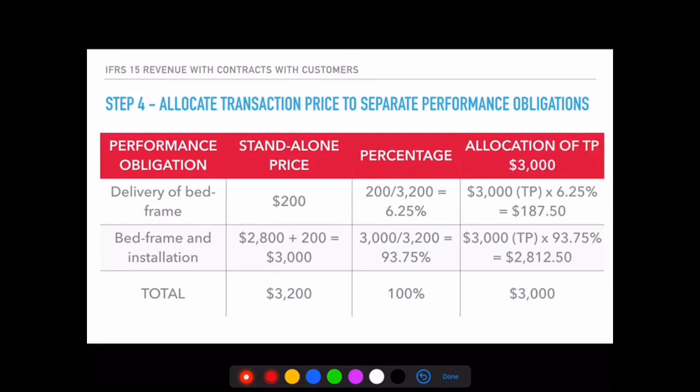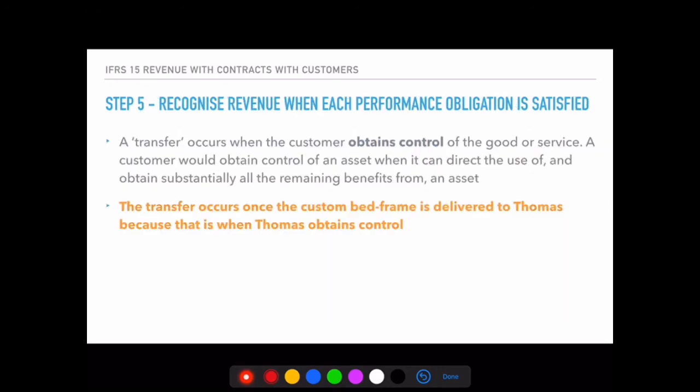Now we allocate the percentages to the total transaction price, which gives us our proportion. So the allocation of the transaction price to the delivery service is 6.25% times $3,000, which is $187.50. And the bed frame and installation is $2,812.50. Step 5. Recognize revenue when each performance obligation is satisfied. In this case, ABC Limited can recognize the revenue once the custom bed frame is delivered to Thomas, because that's when it's transferred out.